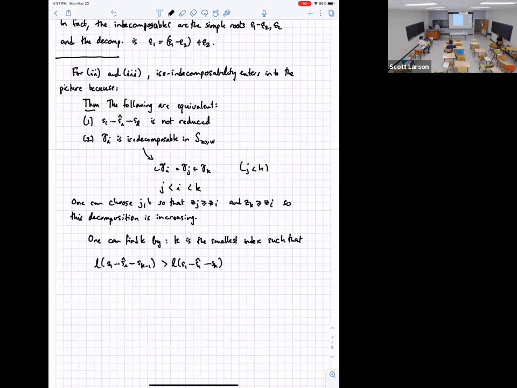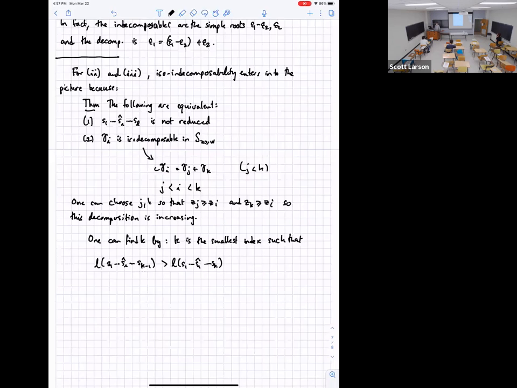So what's happening is, of course, that because this expression, when I delete S_I, is not reduced, at some point when I'm throwing on these reflections, the length has to drop. If it were reduced, the length would keep going up. So when I go from K minus 1 to K reflections, if that were a reduced expression, the length would keep going up. So because the expression is not reduced, at some point going from K minus 1 to K, the length has to drop.